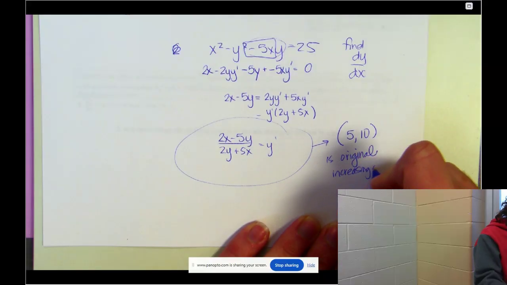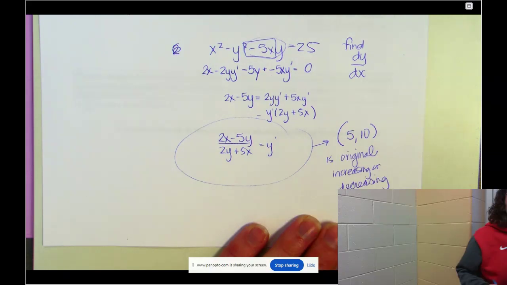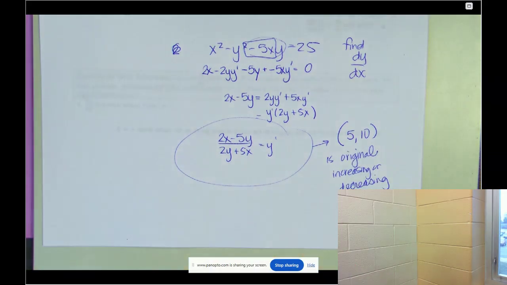It's the original, because if it's positive, that's telling us that the original is increasing. Remember, we're interpreting the derivative. So you plug this into the derivative, and its value will tell you whether or not the original is increasing or decreasing. Question, David?